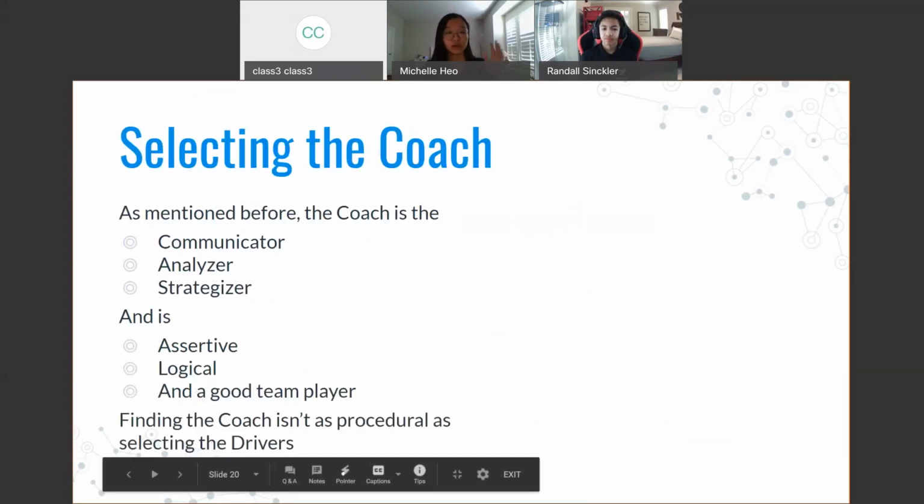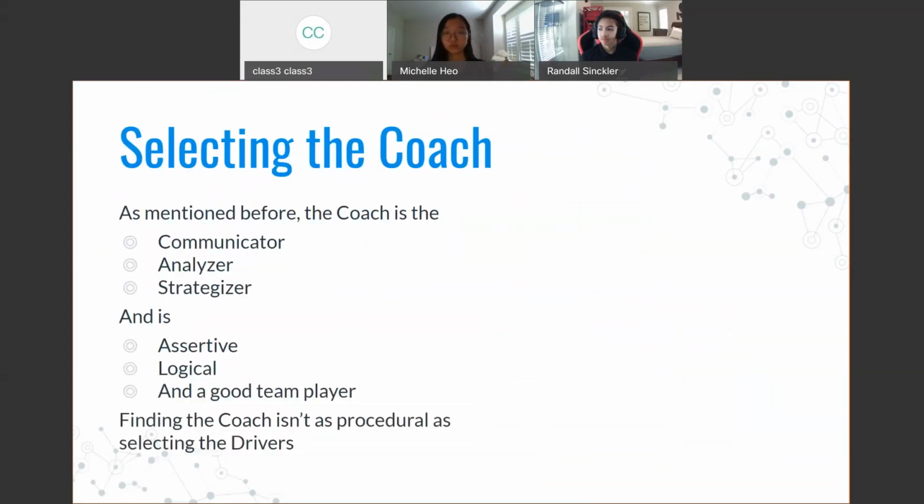So now we're going to cover how to select your drive team coach, which is a bit of a different process than your drivers and co-drivers. Just to clarify, your coach can be a high school student or an adult, and that adult is typically a mentor of the team. The most important qualities of a coach, regardless of their age, should be that they're communicative, analytical, good at managing change, and an excellent strategizer.